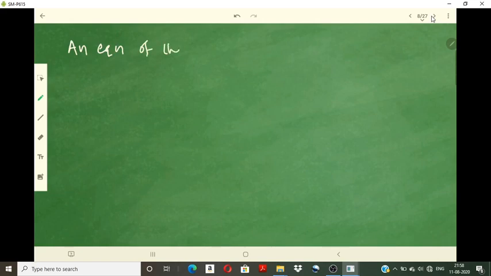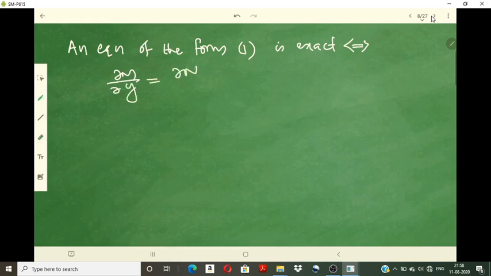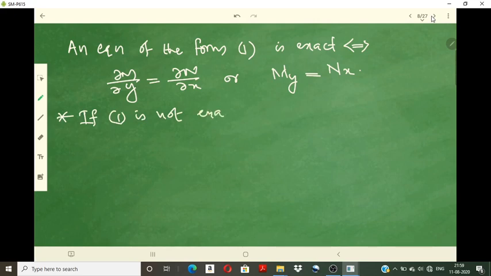By definition, we know when an equation of the form 1 is exact. By a theorem, we have already established that an equation of the form 1 is exact if and only if the partial derivative of M with respect to y equals the partial derivative of N with respect to x, or in short form, M_y equals N_x. So if equation 1 is not exact, these two partial derivatives are not equal.